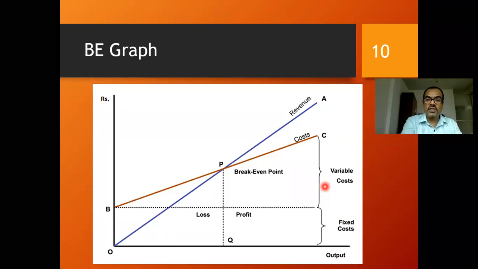Revenue also starts from 0. No product, no revenue. 5 products, 5 into the selling price. Then draw. Automatically you have the graph. You need not do any calculation about the break even point if you want to draw a break even chart. Don't worry about that. That is the use of a chart.